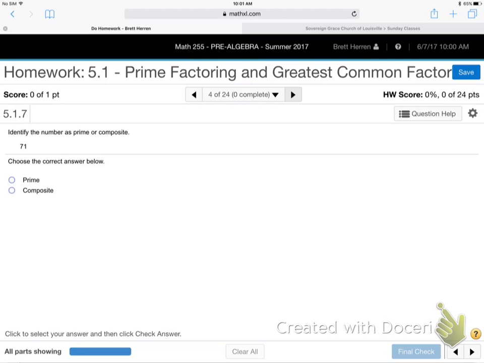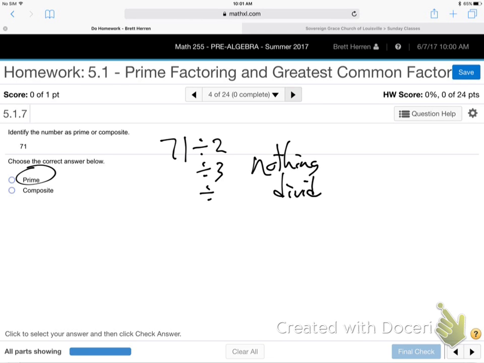What do you think about 71? Yeah, use your calculator. If you're not sure, use your calculator. Divide by 2, divide by 3, and nothing will go in. So then it's prime. Nothing divides cleanly, so it's prime. Is that good? It's a prime number. If anything else divides, then it's a composite number.